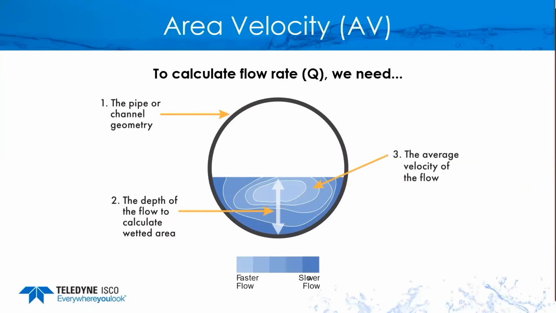So when we know the level, we can calculate the cross-sectional area. We know the average velocity. Area times velocity will give us our flow rate.